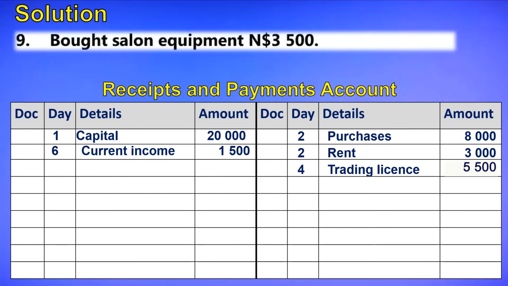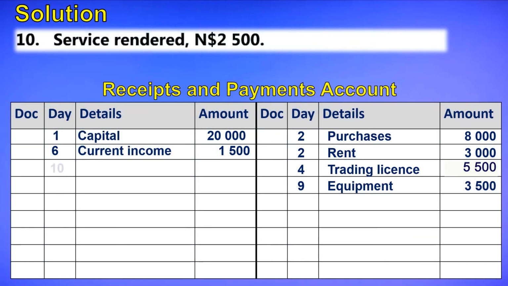On the 9th, the business bought an equipment on the credit side. That's why you see on the date is the 9th, the details is equipment, and the amount is 3,500. On the 10th, the business received current income for the services rendered, that is 2,500.